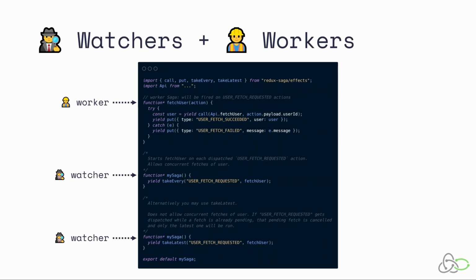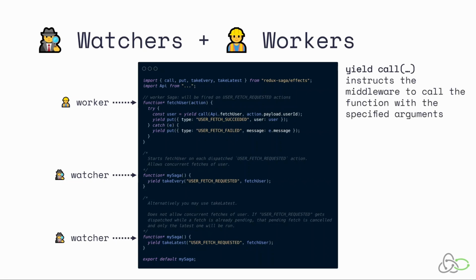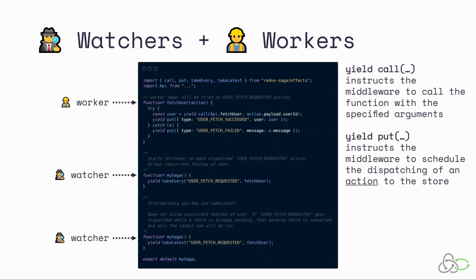So if we take a closer look at this example, we'll also see that there's things like yield call and yield put. Yield call instructs the middleware to call a function with specified arguments. Yield put, on the other hand, instructs the middleware to schedule the dispatching of an action to the store.